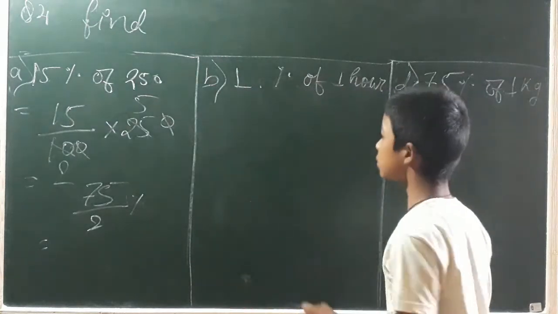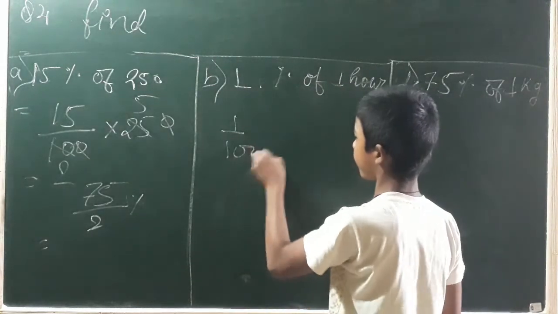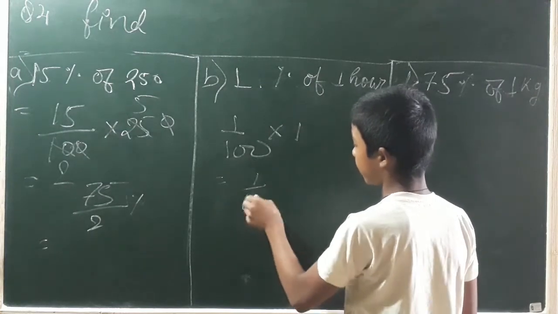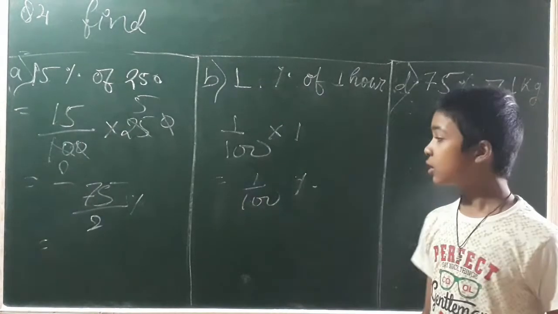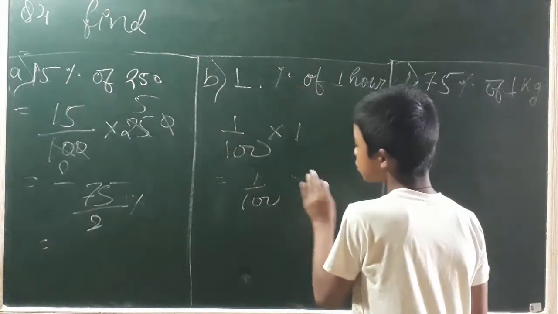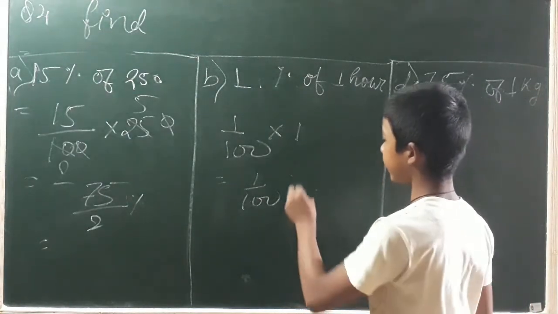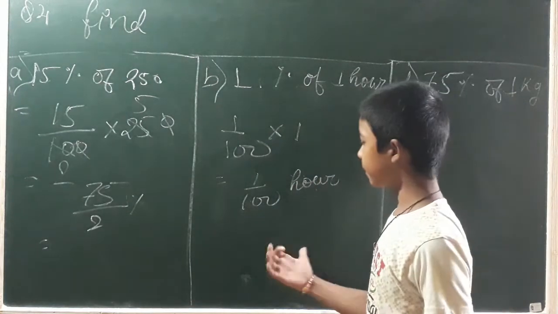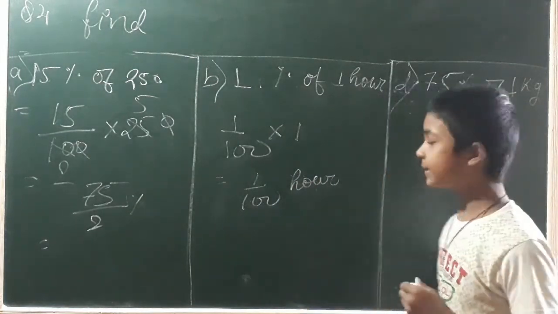And now moving to this question, 1 upon 100 into 1. So it will be 1 upon 100. This is your answer. So this is 1 by 100, and now multiplication by 100. So 1 by 100 hour. You can write it in minutes also, or you can write it in seconds also.